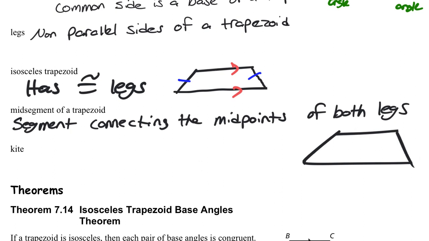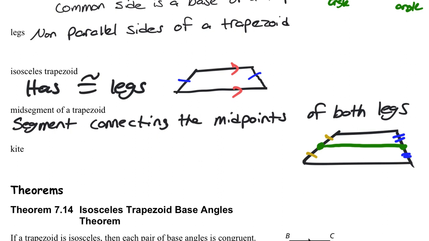Sorry. There we go. Let's find the midpoint on both sides. So I'm going to have a midpoint here, a midpoint here. I'm going to connect these. Because they're midpoints, we have some congruent sections over on the sides. That would be a midsegment of a trapezoid.